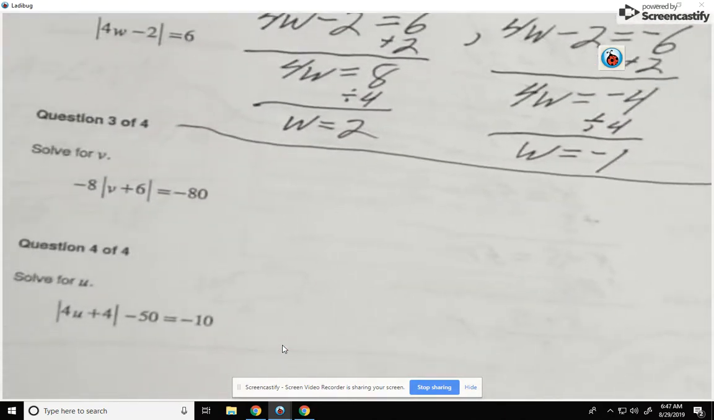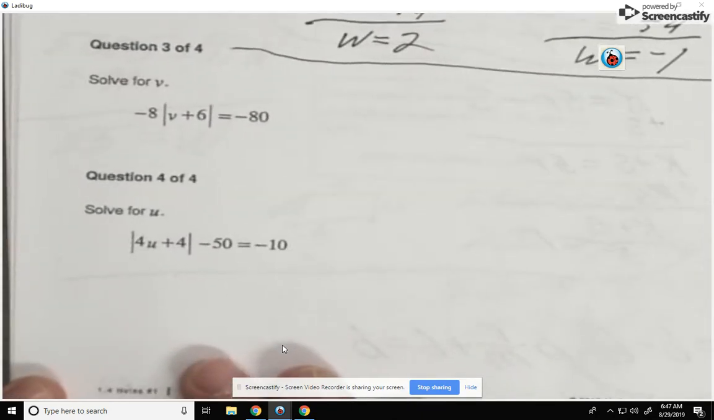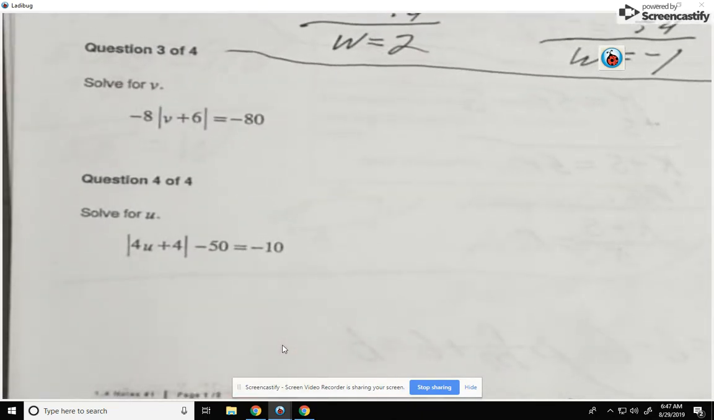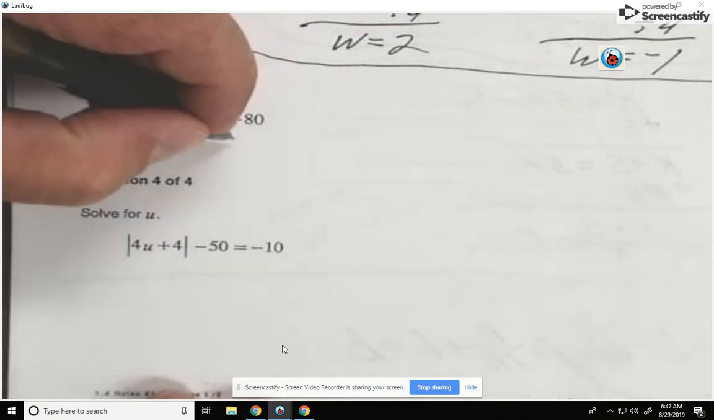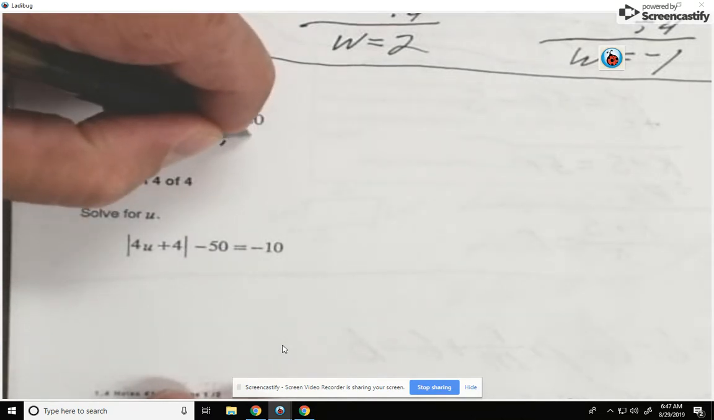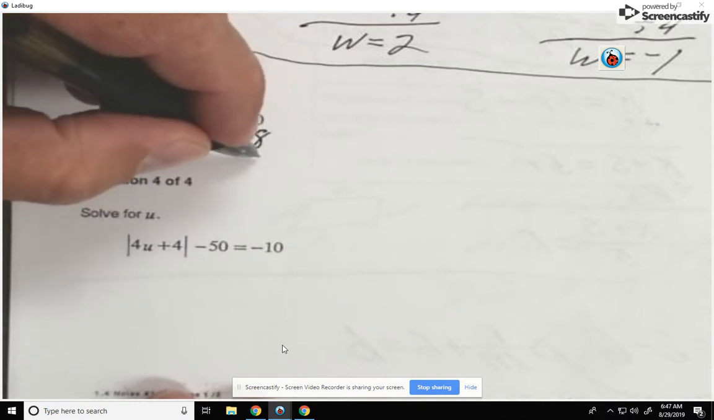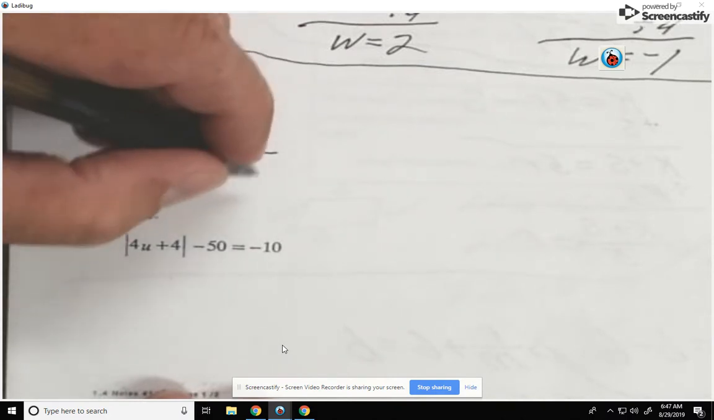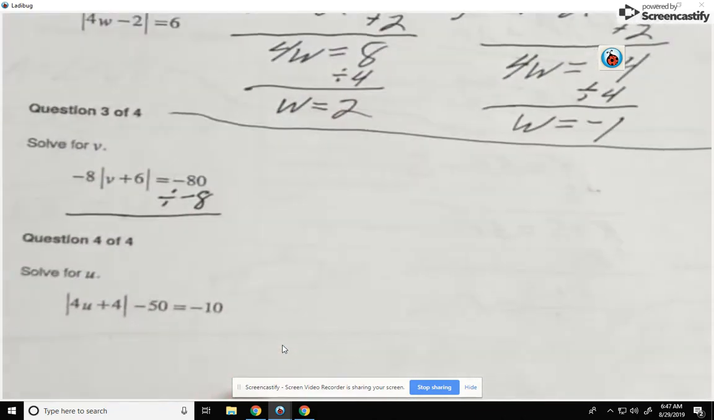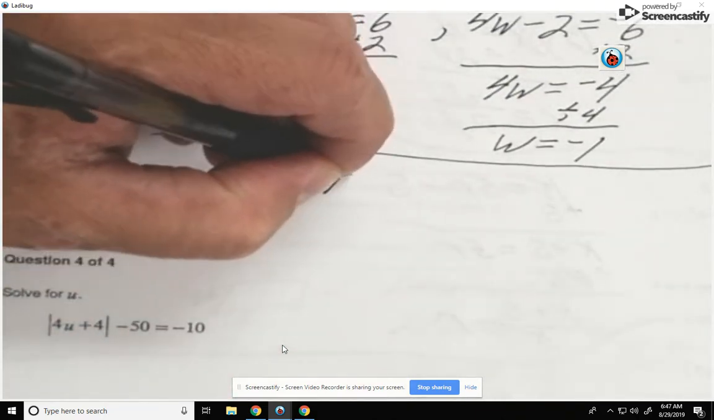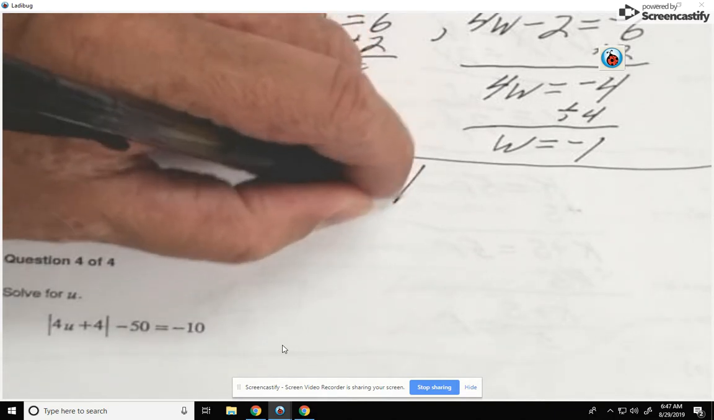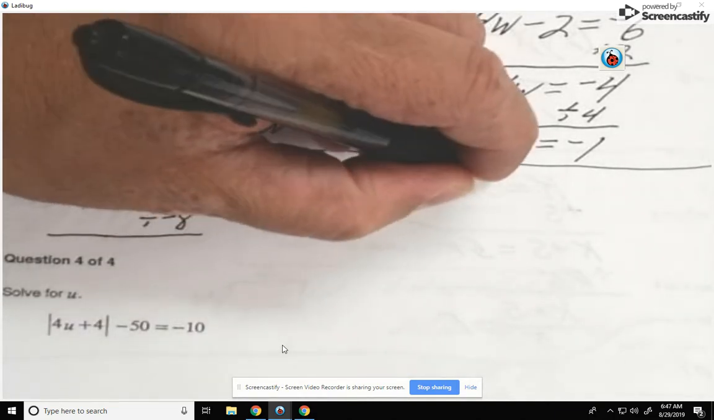Okay, question 3 becomes a little bit harder. We have a negative 8 outside of our absolute value symbol. So again, we must move that first. In this case, it's bumped up against our absolute value symbol, so we know that to move it, we divide through by negative 8. Okay, and if we do that, that'll give us the absolute value of v plus 6 equals a positive 10.